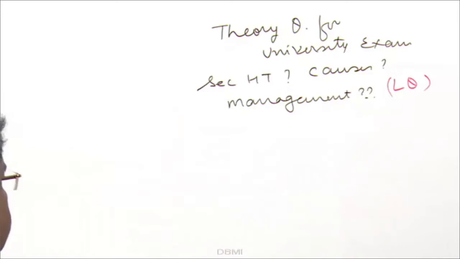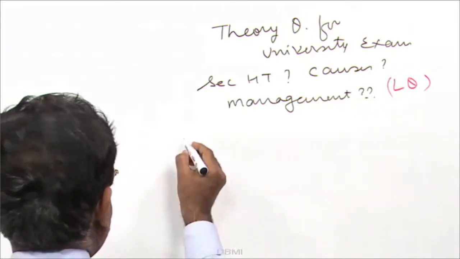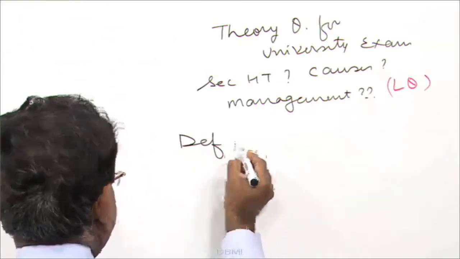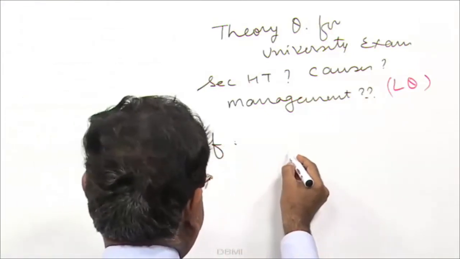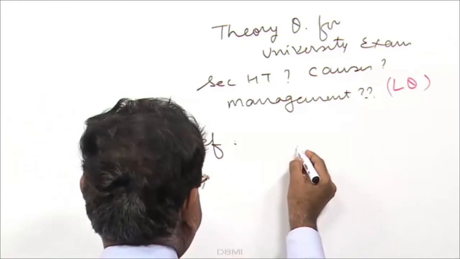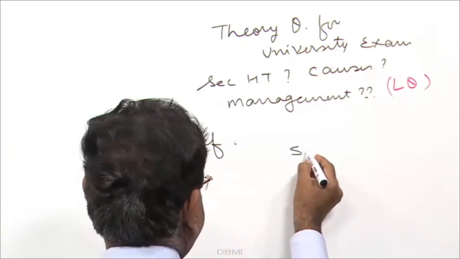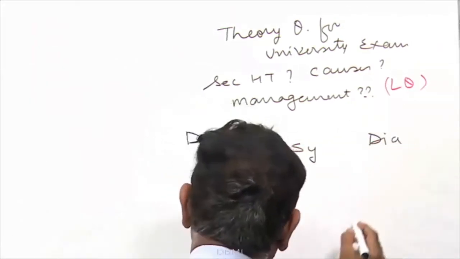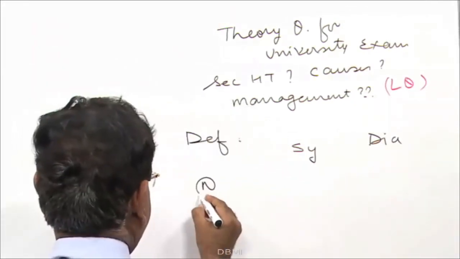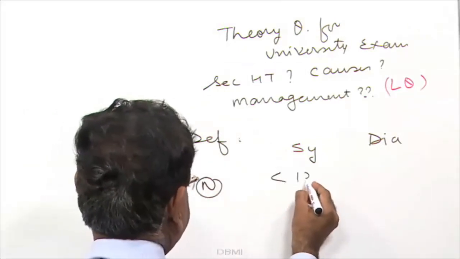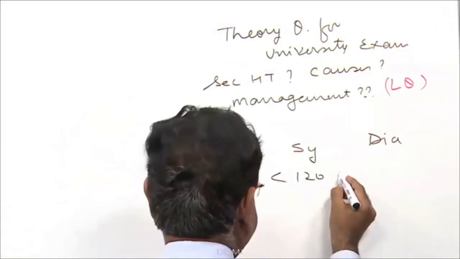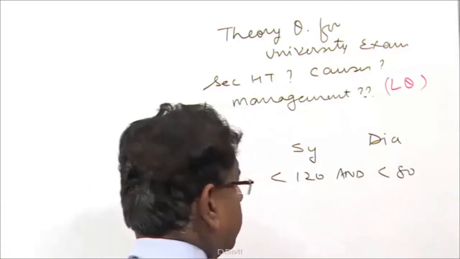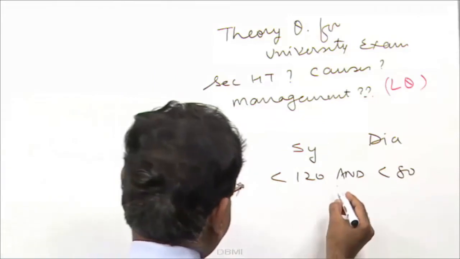So first of all, we talk about what is the definition of hypertension. Definition. So first you write down systolic, diastolic, normal, below 120 and below 80 millimeter of mercury. Of course, underline the word and.